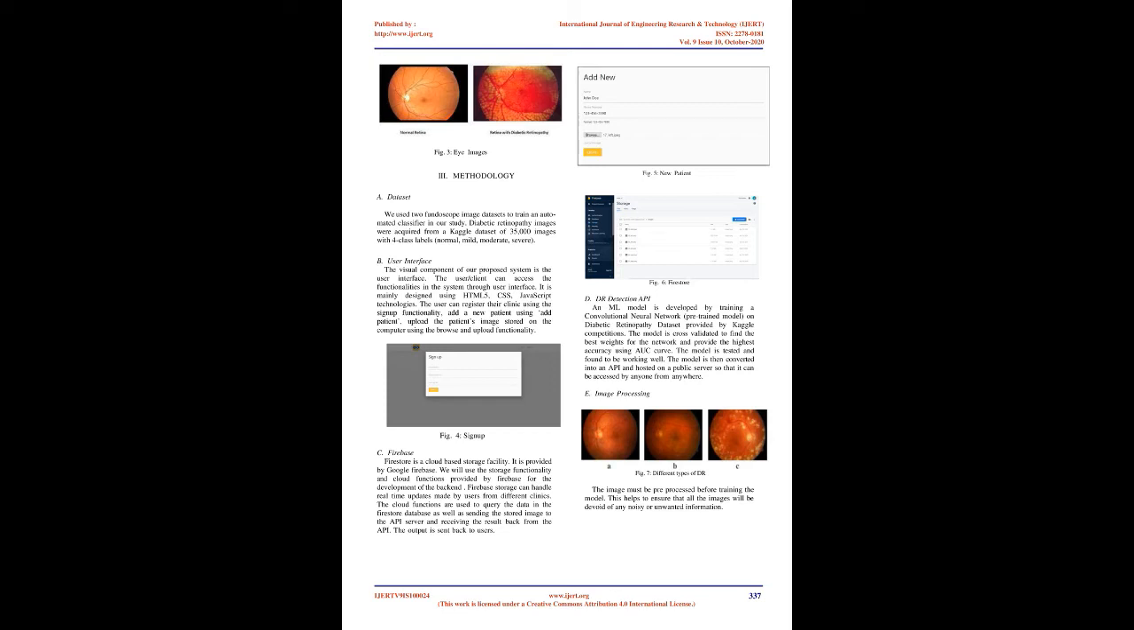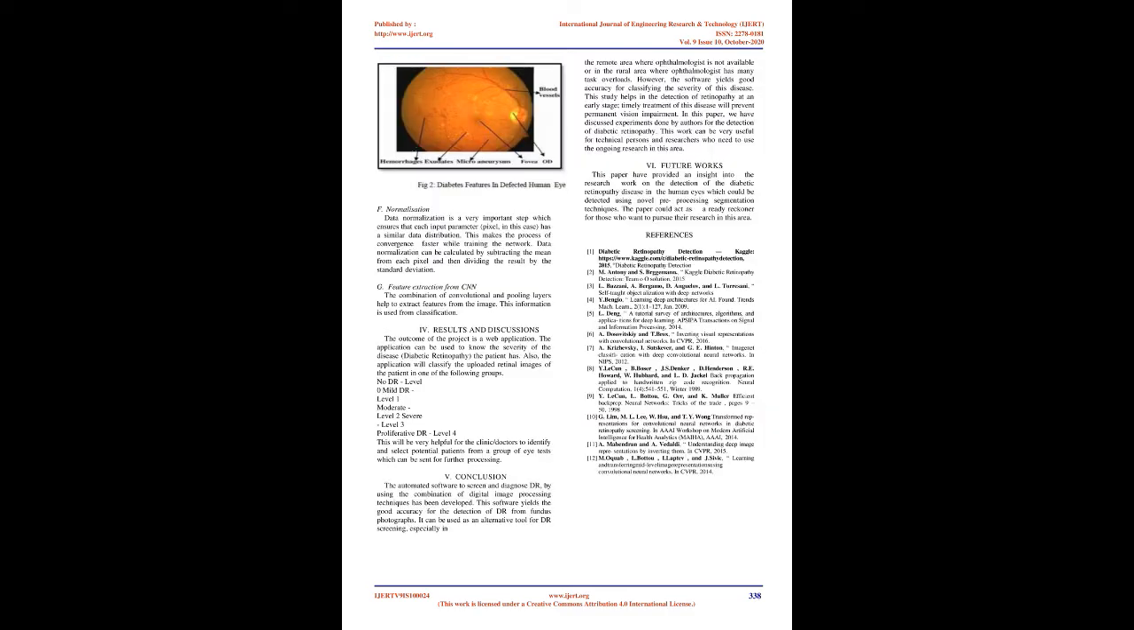D. DR Detection API. An ML model is developed by training a convolutional neural network, a pre-trained model, on the diabetic retinopathy dataset provided by Kaggle competitions. The model is cross-validated to find the best weights for the network and provide the highest accuracy using an AUC curve. The model is tested and found to be working well. The model is then converted into an API and hosted on a public server so that it can be accessed by anyone from anywhere.